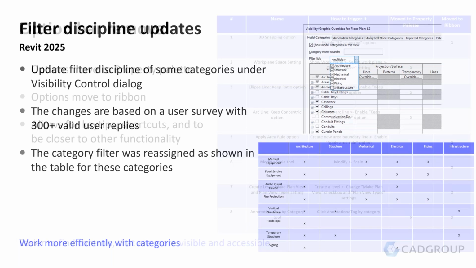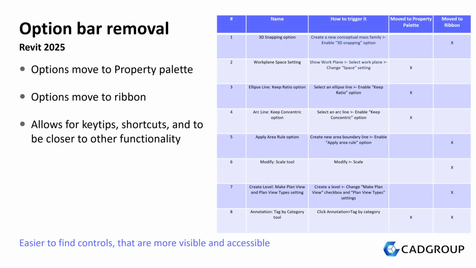So option bar removal. Some options from the option bar have been moved to the properties palette and to the ribbon. This relocation to the ribbon enhances visibility, while integration into the properties palette increases flexibility and accessibility. It allows for key tips, shortcuts, and other items to be closer to other functionality. So the bottom line is it's easier to find controls that are more visible and accessible.